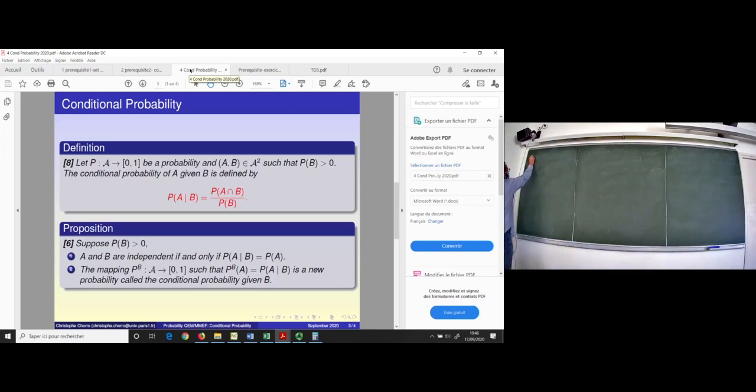So it's proposition 6. A and B are independent. I use the previously introduced notations. A and B are independent if and only if P of A given B is equal to P of A.